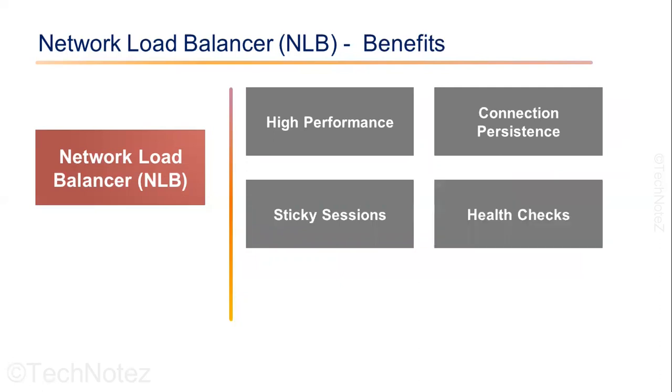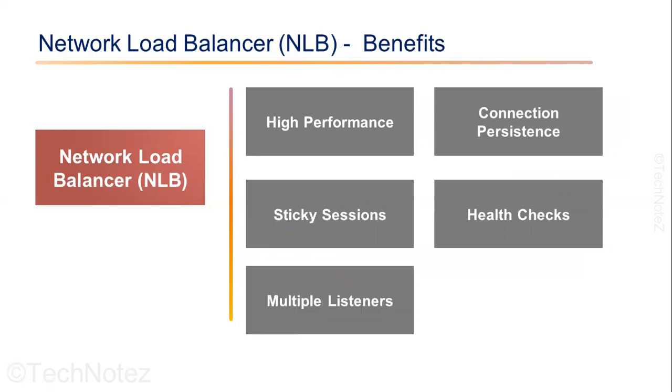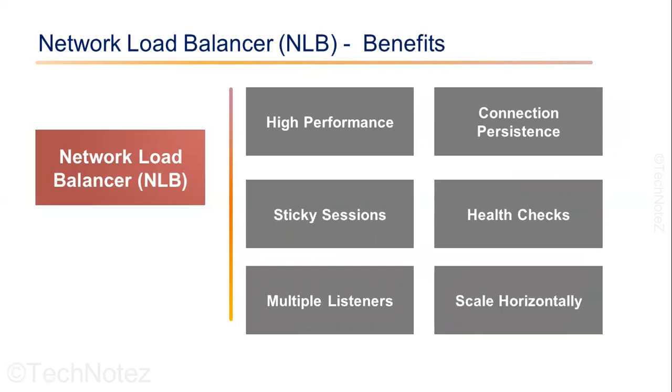Health check. Network Load Balancer can check the health of the instances and automatically route the traffic away from any instance that is not healthy. Multiple listeners. Network Load Balancer allows you to configure multiple listeners on different ports and protocols. Scale horizontally. Network Load Balancer can automatically scale to handle large amounts of traffic by distributing it across multiple instances.